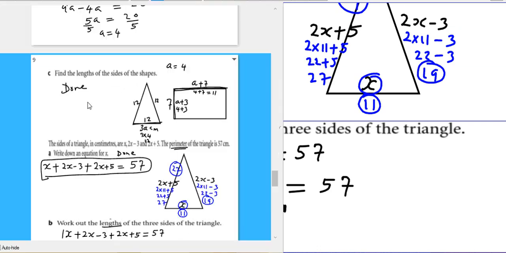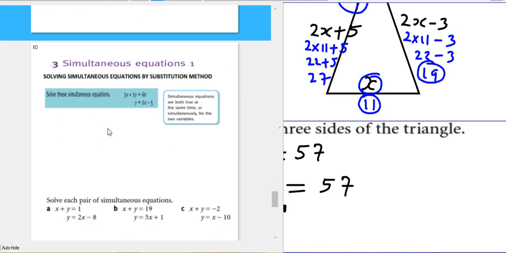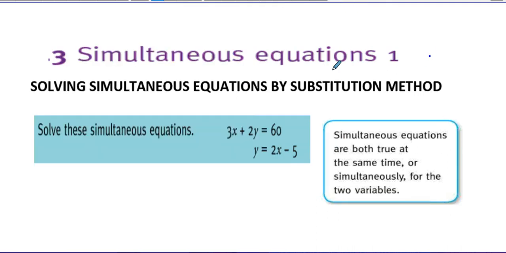Let us see if we have the next. The next page will be simultaneous equations.